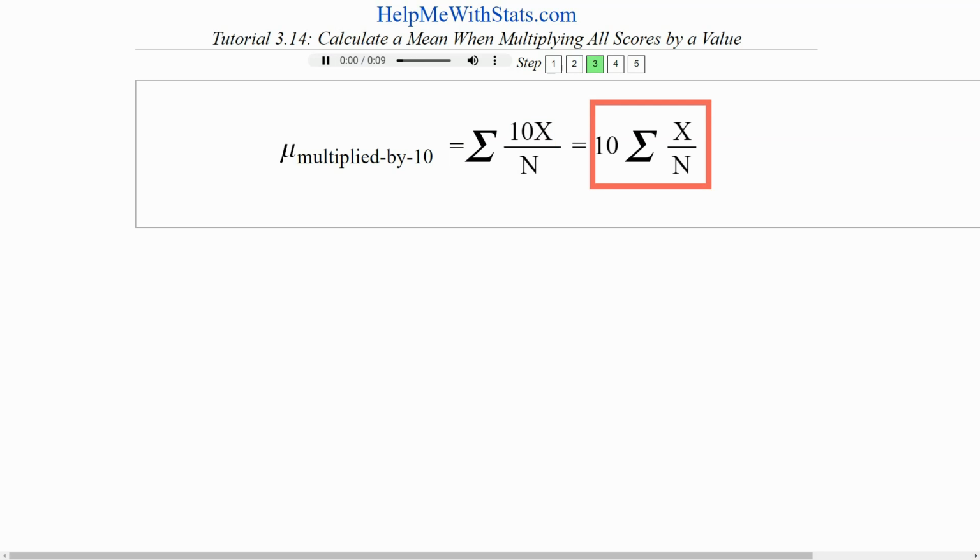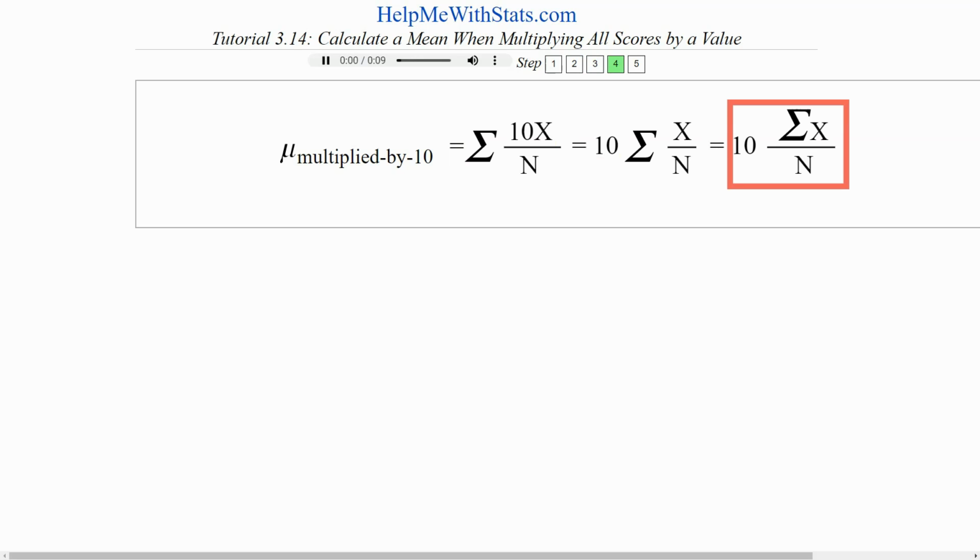We can take the multiplication of 10 inside the summation and place it outside the summation because each score is being multiplied by 10. We can take the denominator of n inside the summation and place it in the denominator outside the summation because each score is being divided by n.